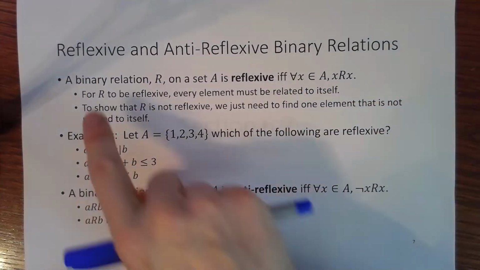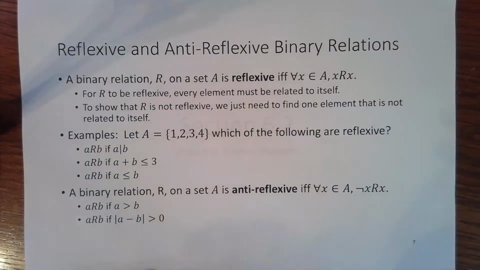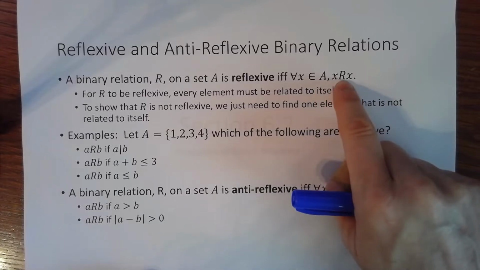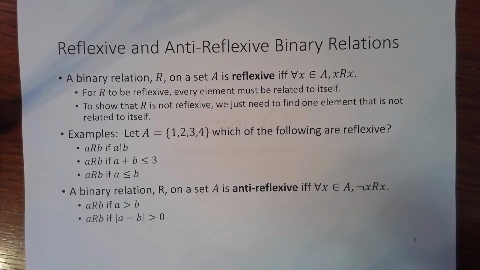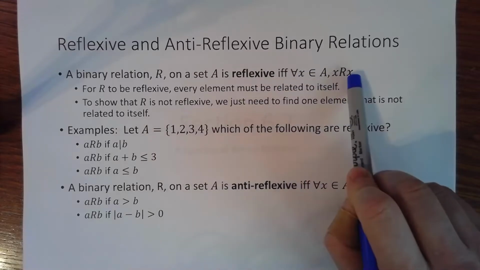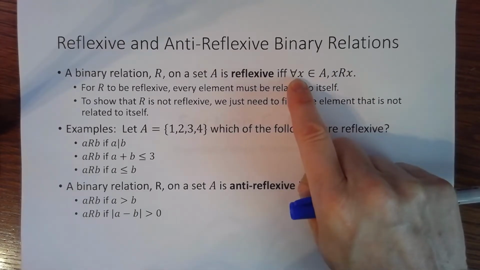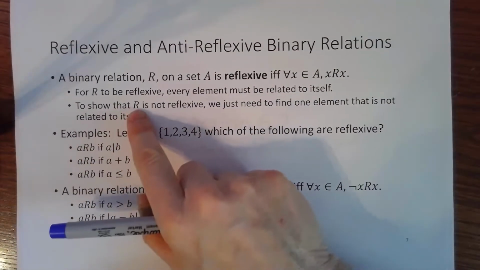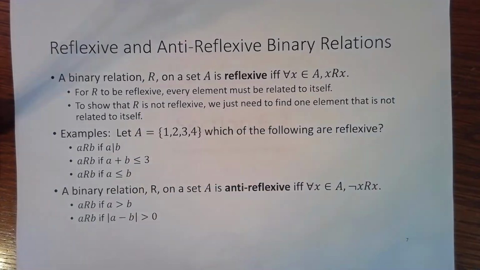Okay. So what does that mean? For the relation to be reflexive, every element has to be related to itself. So every single x in the set has to be related to itself. To show that R is not reflexive, think about if we needed to show that this wasn't true. If this is true for all x, to show that it is false, I just need to show that there exists one x where this is false. So if I'm trying to show that something is not reflexive, we just need to find basically one counterexample, one element that's not related to itself.